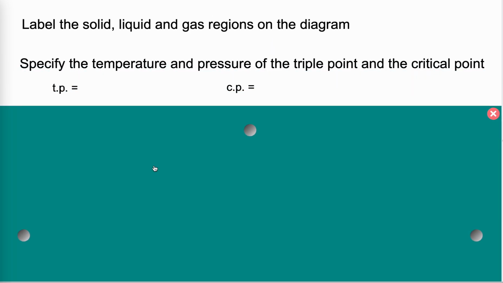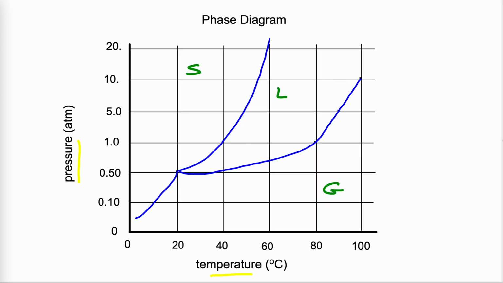Specify the temperature and pressure of the triple point and the critical point. Okay? Well, the triple point, as we said, is the temperature at which all three phases are present simultaneously in equilibrium. That must be the point where all the boundaries converge. So that purple dot represents the triple point, and that's obviously a temperature of 20 degrees Celsius and a pressure of 0.5 atmospheres.